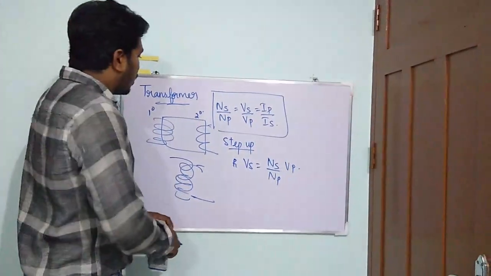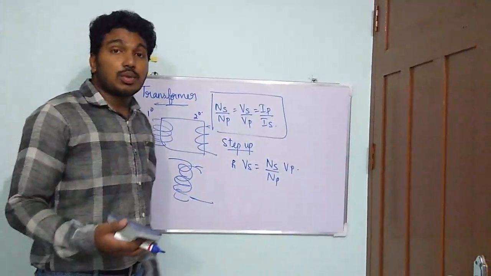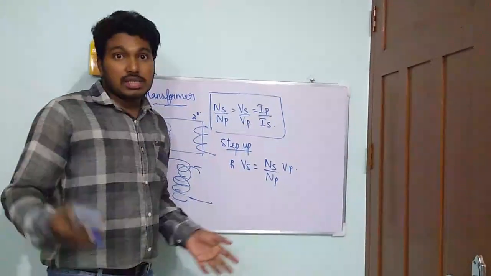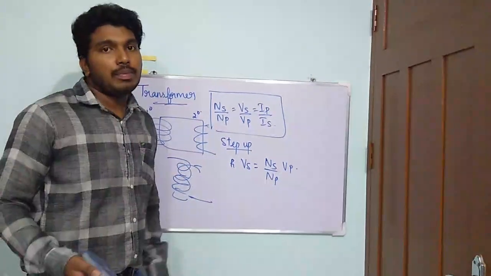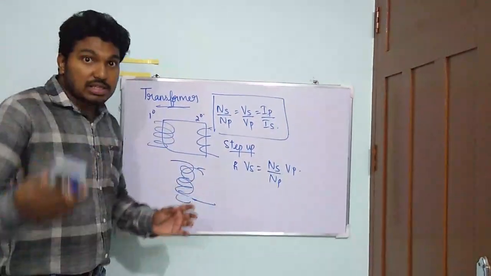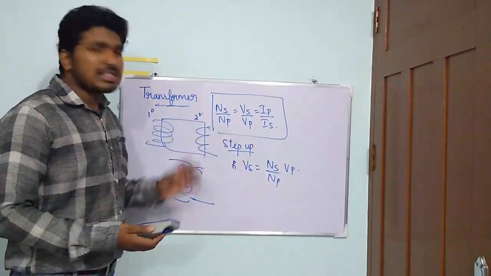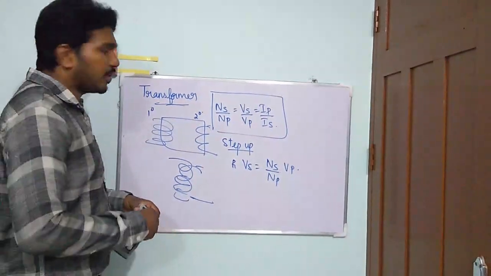So that is a basic idea about a transformer. In a transformer, it's very necessary to limit the heat losses and everything. It's a coil, it may get heated up. So it is really important to minimize the heating loss, and to maximize the flux linkage is essential. All those things are very important in case of a transformer.